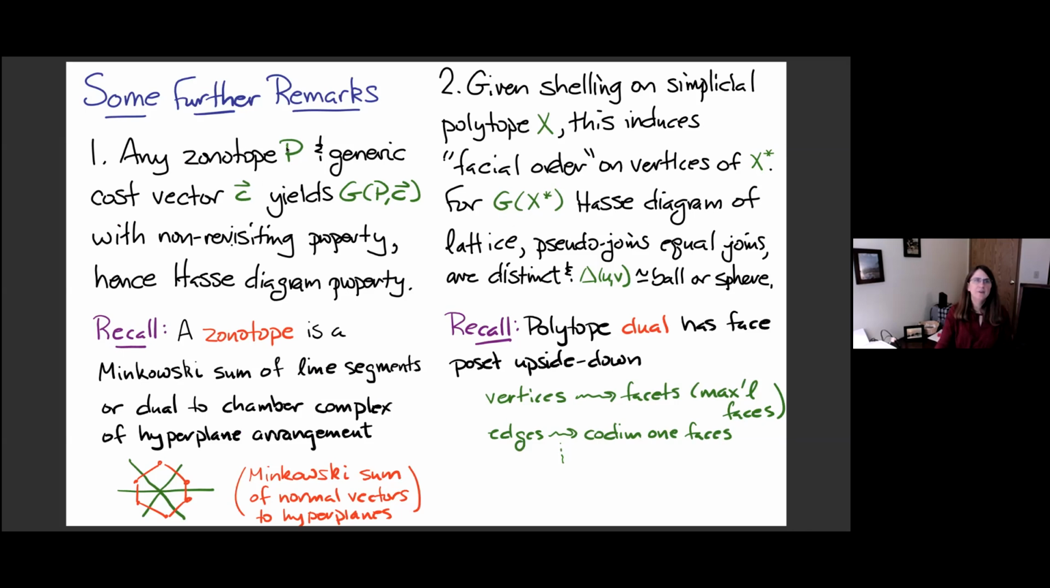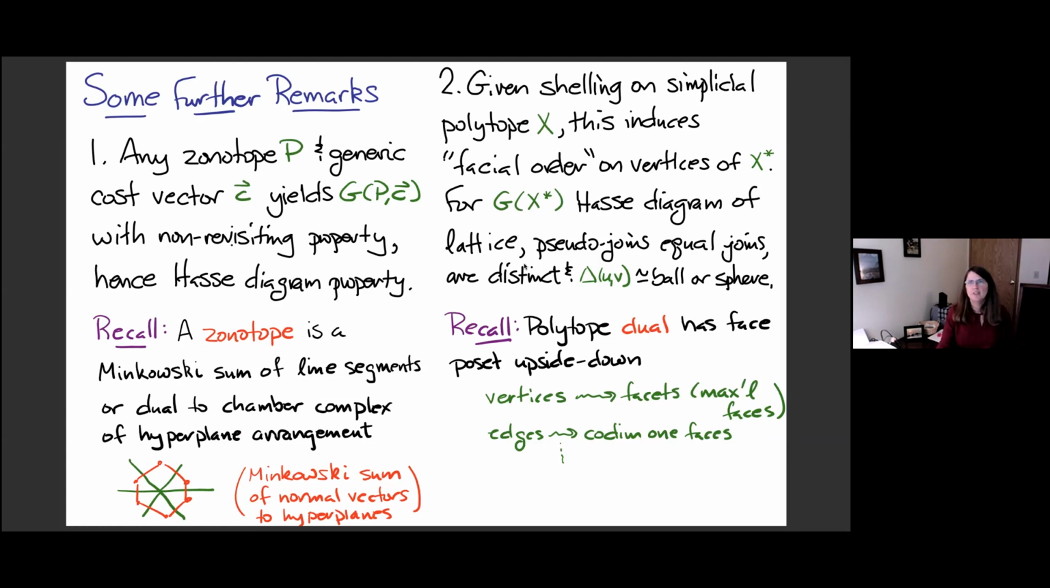That if you have a zonotope and a generic cost vector, then, let's see, what do I say here? Any zonotope P and generic cost vector yields a directed graph with the non-revisiting property, hence the Hasse diagram property. And that's a Minkowski sum of line segments. And in my paper, I get into a little more about what's going on with the case of zonotopes.